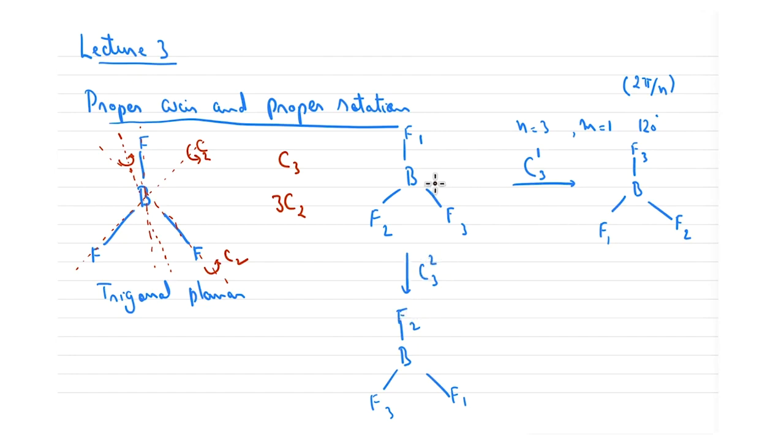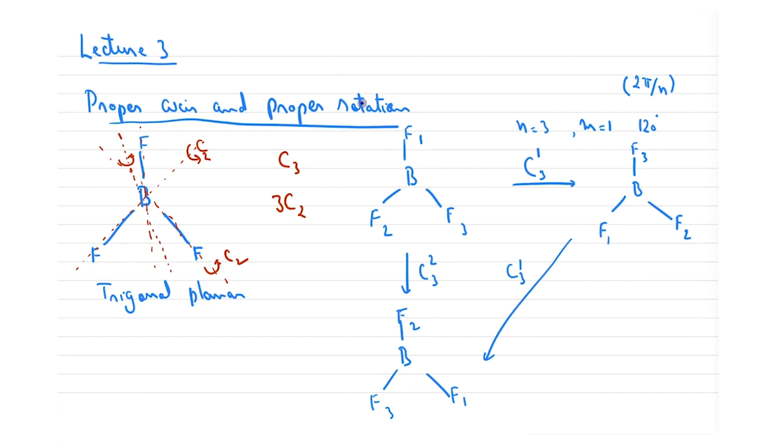Now you can see that if you do C3 1 over here, this is also related by C3 1. So if you do C3 1, it actually gives rise to C3 2, right? So you can see that result by yourself. So C3 1 gives rise to C3 2. Okay. So that's all C3.